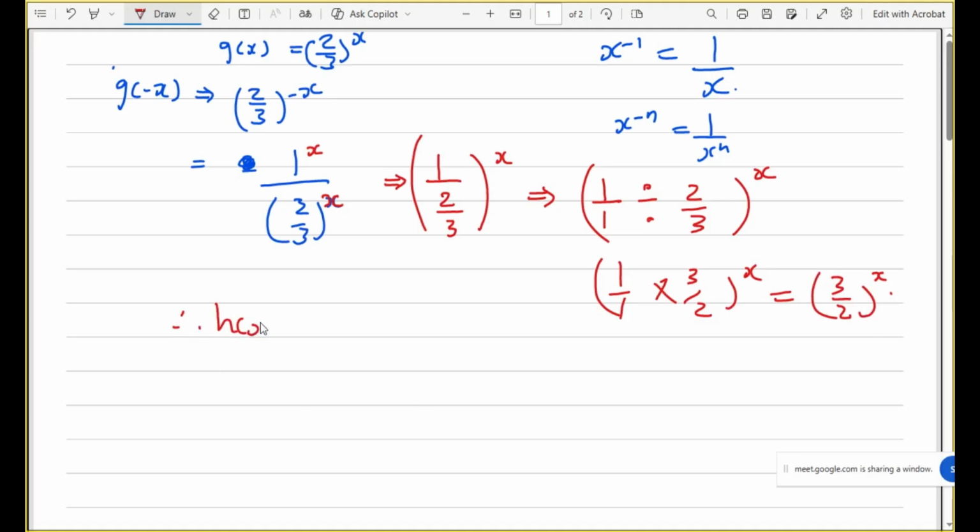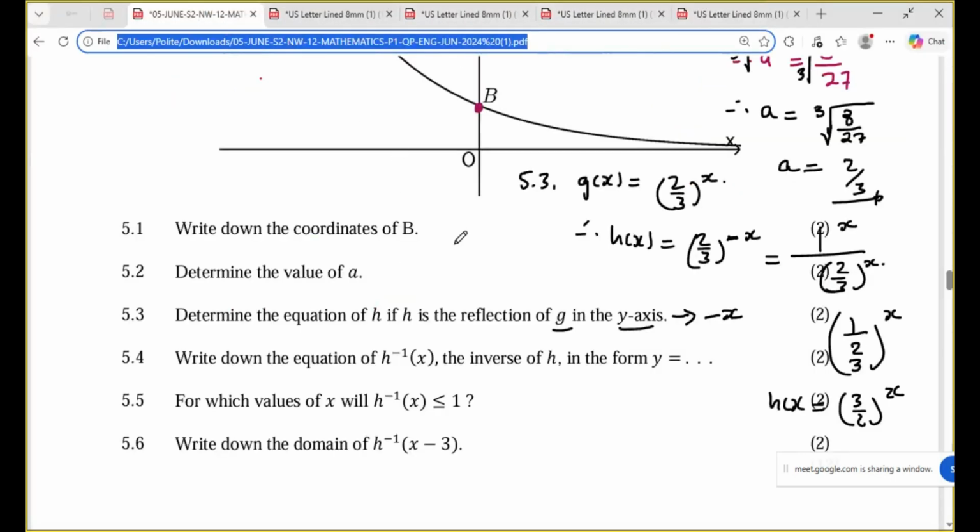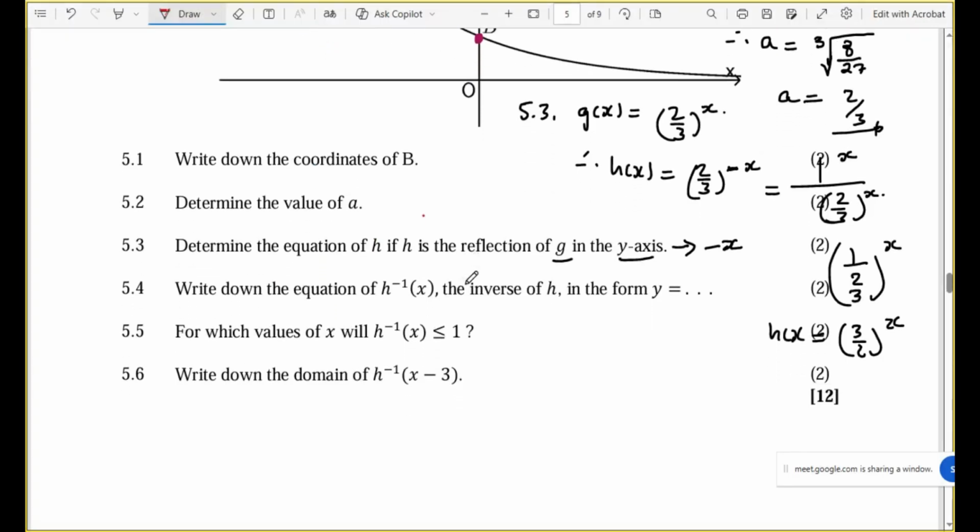Yes. h of x is just (3/2) to the power x. Are you happy with that? Yes. Okay, let's move to the next question. You guys understand? Okay, next question.